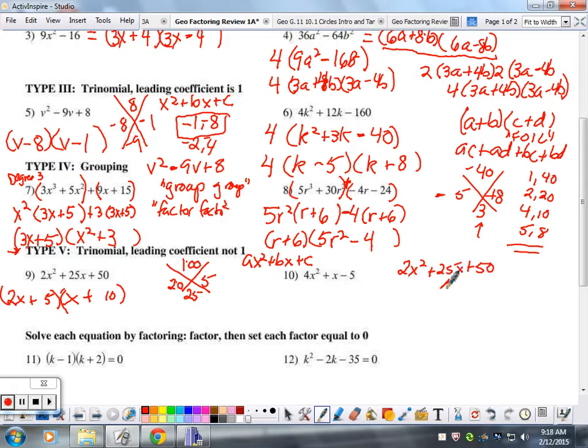So you're going to split this up. 2x squared stays the same. Instead of 25x, I'm going to write 20x plus 5x, because 20x plus 5x is 25x, plus the 50. Right? And then, how many terms do I have? 1, 2, 3, 4. I've got 4 terms. Let's do type 4. Grouping. Group, group, and then we're going to factor.